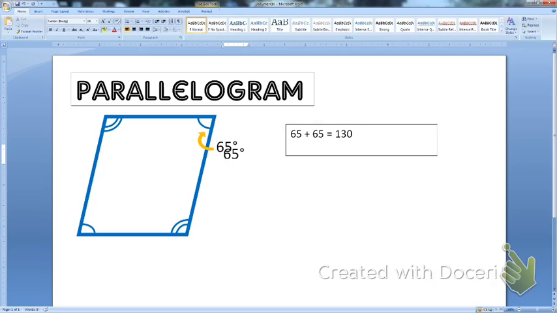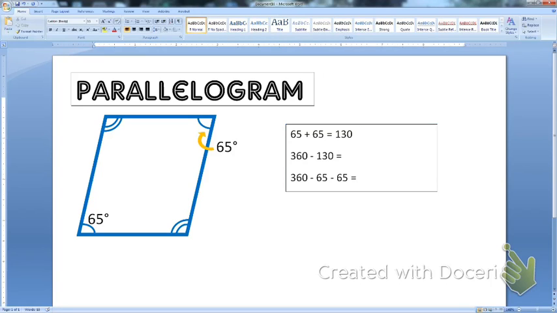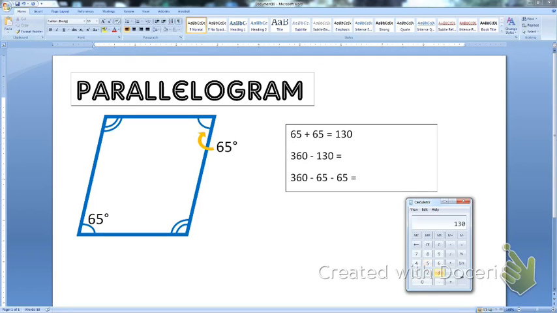The next step is to figure out how many degrees are left over for the whole quadrilateral. So in that step, I'm going to take my sum of all the angles, which is 360 degrees, take away what I know, which is 130. Okay, down here, let's show you. It could also look like this. Okay. Either way will work. You're going to get the same answer. And let's figure out how many degrees we have left. So take a minute. You can work that out on your paper.